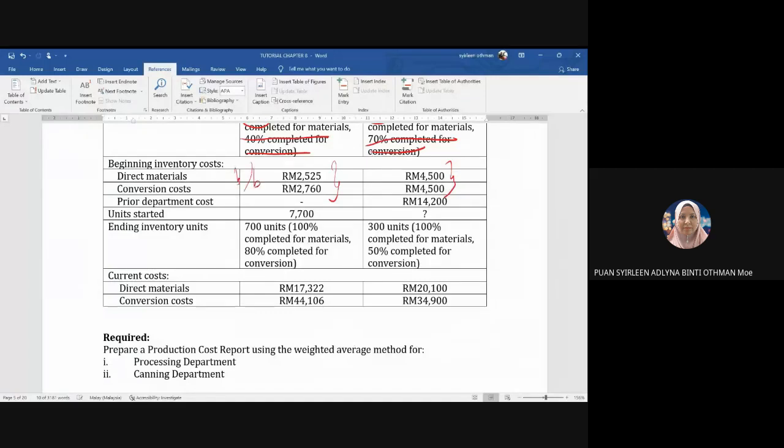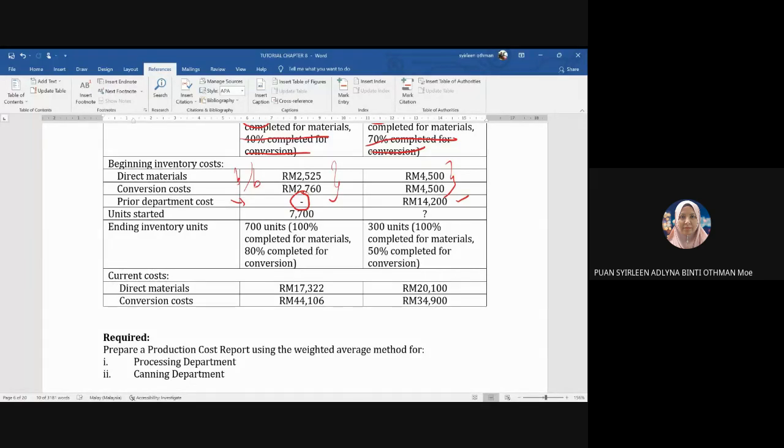Okay, lepas tu prior department cost, that means cost department sebelumnya. Sebab tu dekat sini tak ada. Tak ada bukan kosong, memang tak ada. Sebab sebelum tu tak ada apa-apa department. Dia adalah department yang pertama. Tu ada beza. Kenapa dia boleh guna dash. Okay, and this is cost from department 1 transferred to department 2. That will be the beginning cost for department transferred in cost lah.